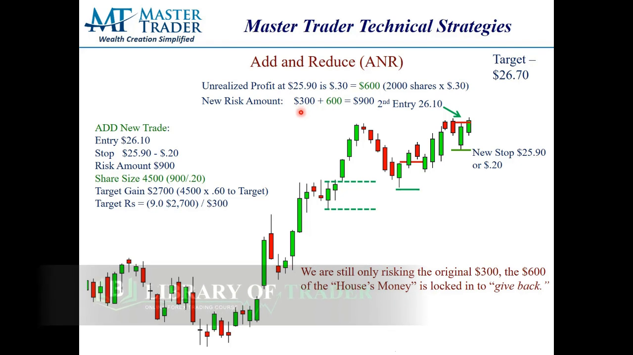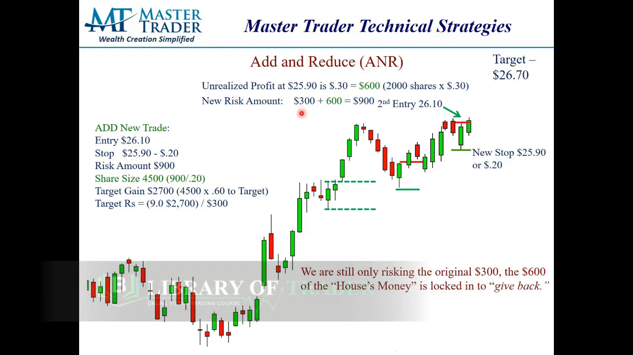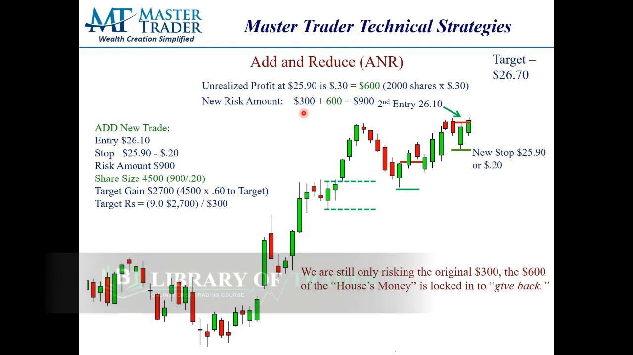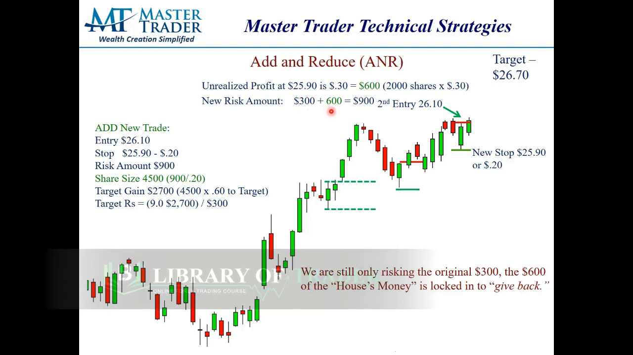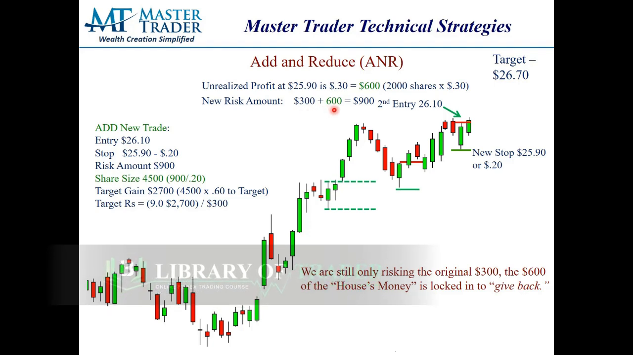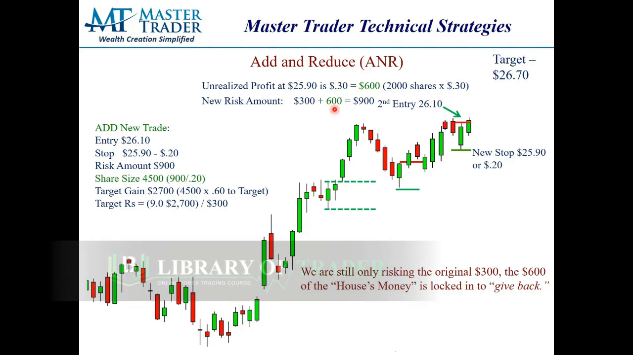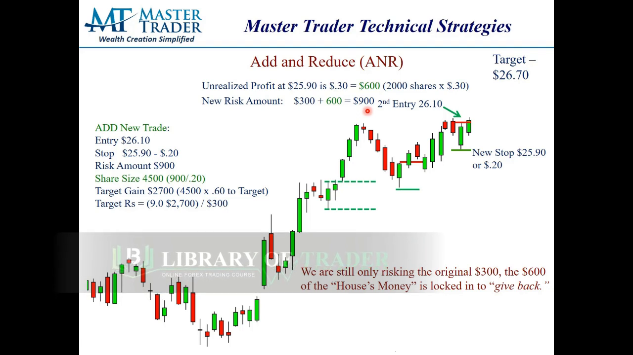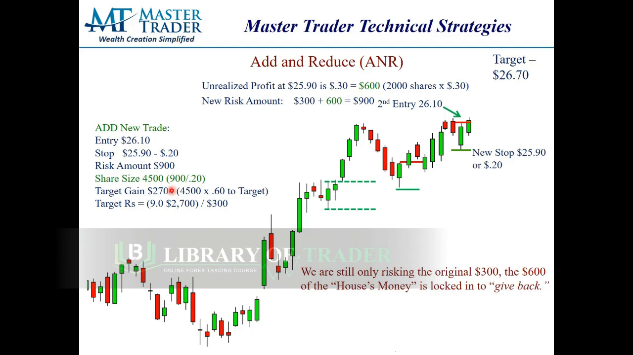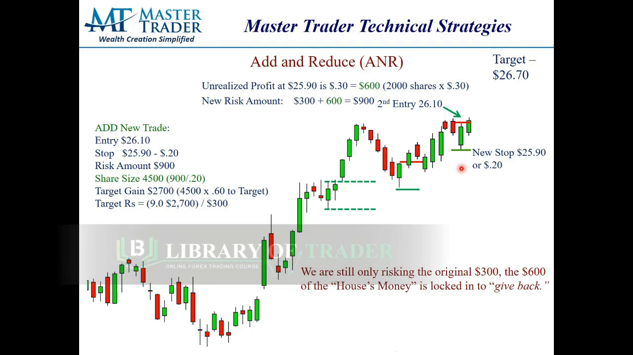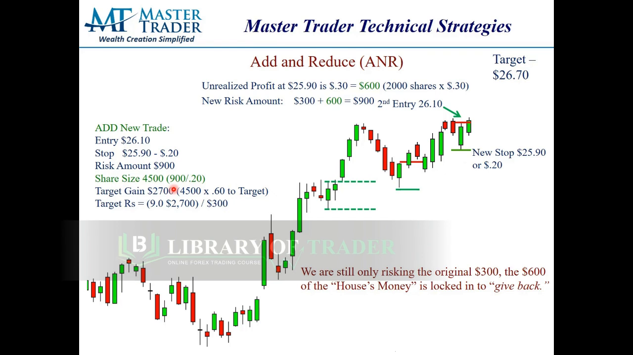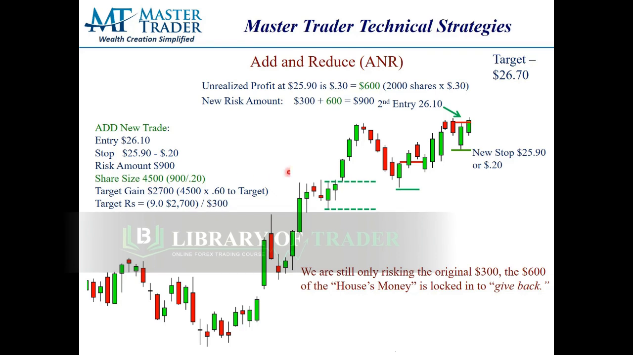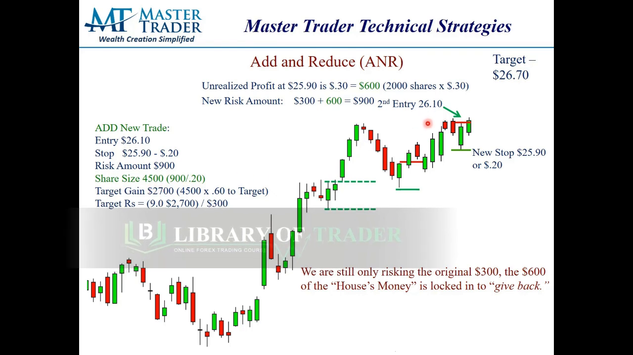Because in the prior example, we would have locked that $300. So now we are going to put that $300 at risk. We're going to take the house's money and we're going to put that at risk. No real risk to us since it's an unrealized profit. And now I have $900 to buy more shares to add to the position. What's my share size going to be? I've got the same 20-cent stop. I've got $900 to play with. And I'm going to buy 4,500 shares at the 26.10 entry point.